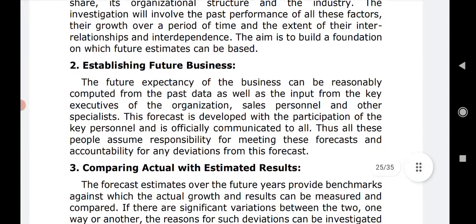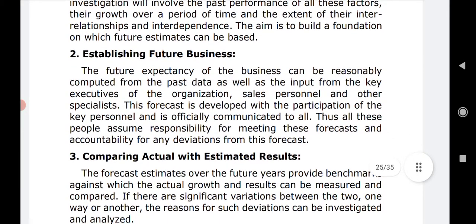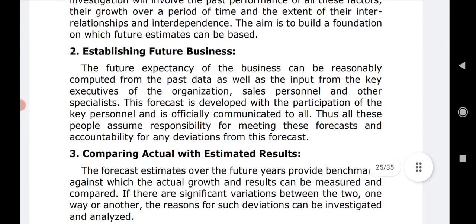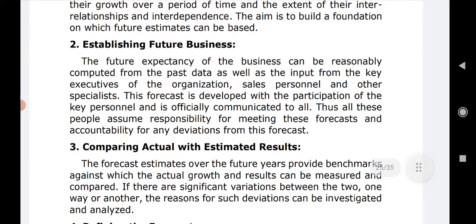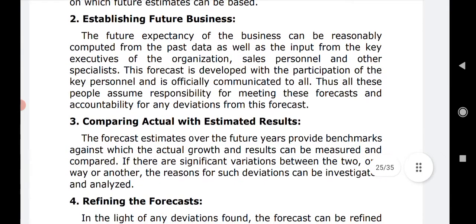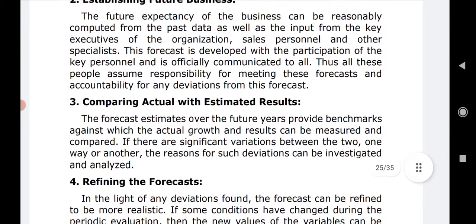Next is establishing the future business. The future expectancy of the business can be reasonably computed with the help of past data, as well as input from the key executives of the organization, sales personnel, or even other specialist people.